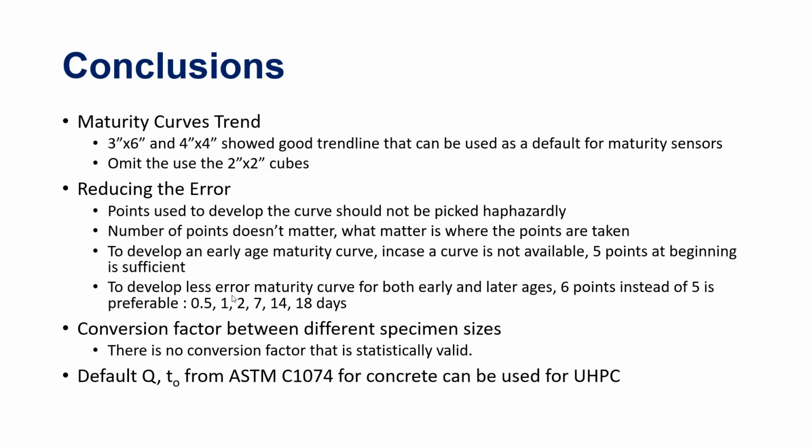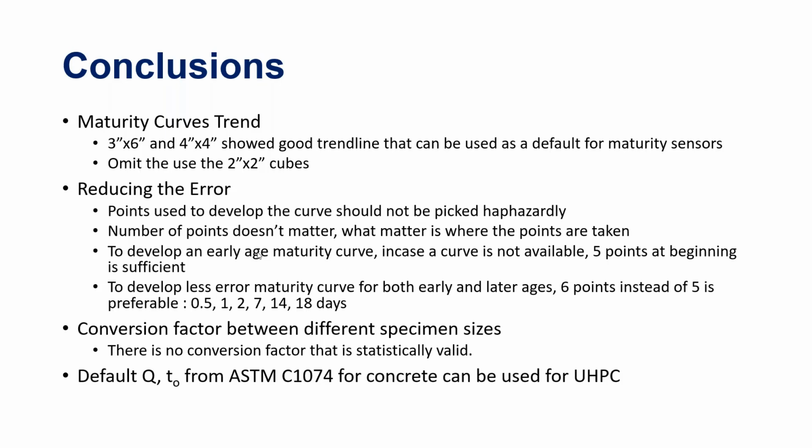To reduce the error, we have some recommendations now, and hopefully this will be our first paper from this project. We'll try to provide solid recommendations for how to use the ASTM method for UHPC. So the points that we use to develop the curve should not be picked randomly. We shouldn't just say, okay, I want an early strength curve, so let me use 5 points from the early strengths, because this will lead to errors at a later age. So you cannot just pick the breaking points haphazardly.